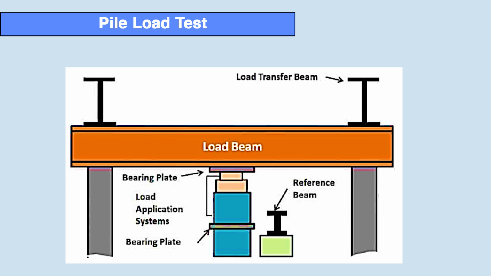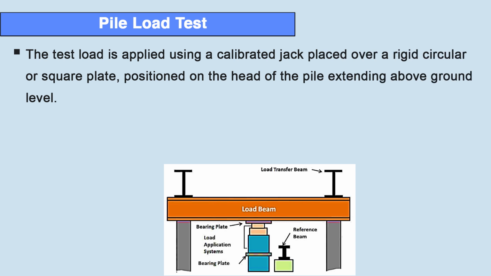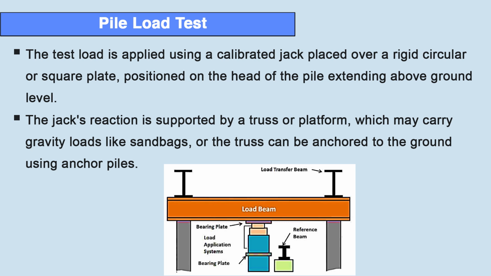It can be performed either on a working pile which forms part of the structure's foundation or on a test pile. The test load is applied using a calibrated jack placed over a rigid circular or square plate positioned on the head of a pile extending above the ground level. The jack's reaction is supported by a truss or platform which may carry gravity loads like sandbags, or the truss can be anchored to the ground using anchor piles. In some cases, under-reamed piles or soil anchors may be used for this purpose.